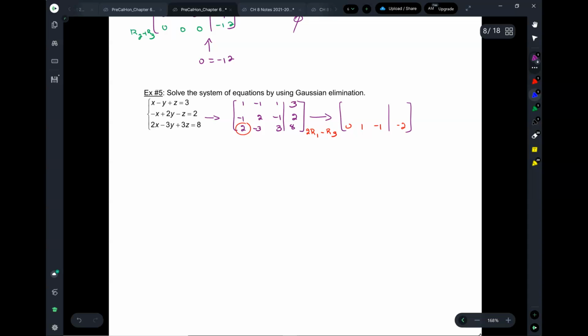Okay. Next, I want to get rid of this one. What do you guys think? What should we do? Row 1 plus row 2. 0, 1, 0. Ooh, 5. Next, 1 minus 1, 1, 3. Okay, now we stop.